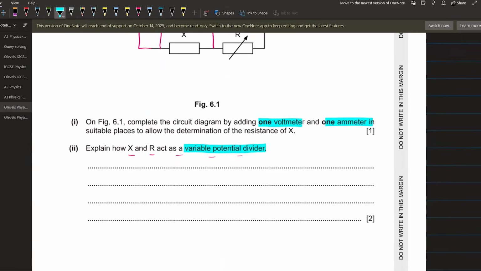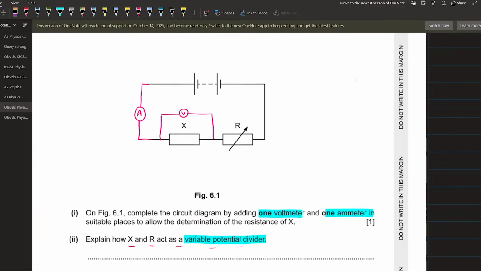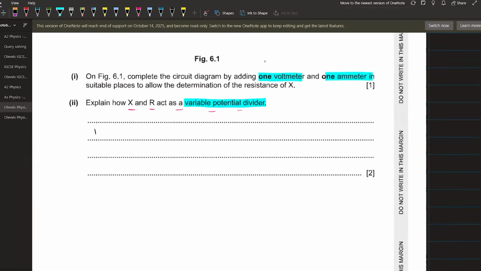How will you answer this? बेटा अगर आप देखो, first of all, if you realize the EMF of the battery is equals to what? Potential difference of X plus the potential difference of R. तो ये तो आपका पहला पॉइंट आ जाएगा. You will say EMF of the battery is equals to what? Is equals to the potential difference across X plus the potential difference across R.